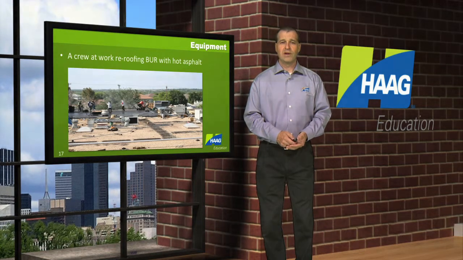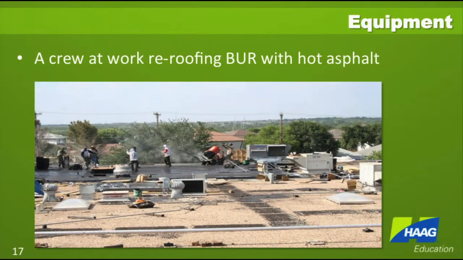Here we see a roofing crew at work in doing a recovering of a built-up roofing with hot asphalt. So the kettle is on the ground. That hot asphalt then is being piped onto the roof. They're going to put that hot asphalt into carts and buckets and use to mop on the roof. And they have to take lots of safety precautions to avoid burns and dealing with that hot asphalt.